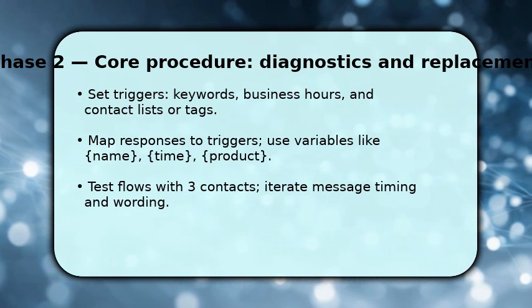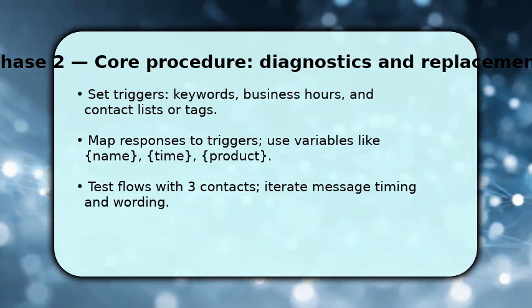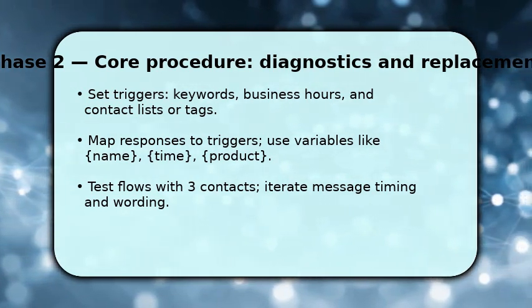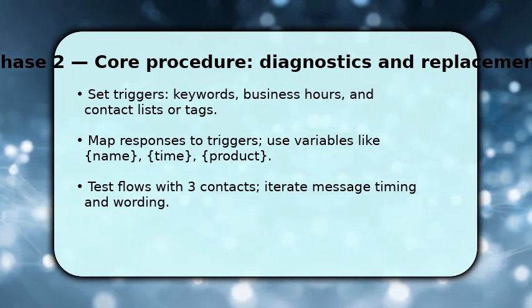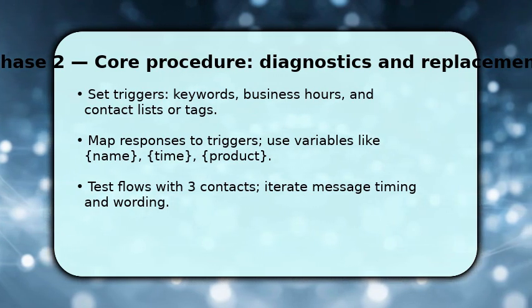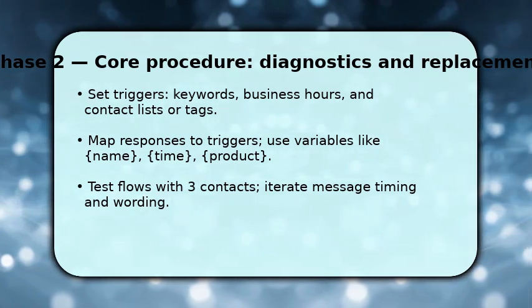Once configured, test flows with at least 3 different contacts to cover variations. If messages misfire, adjust trigger sensitivity and timing. Make sure delays are reasonable to avoid duplicate replies and to keep conversations natural.